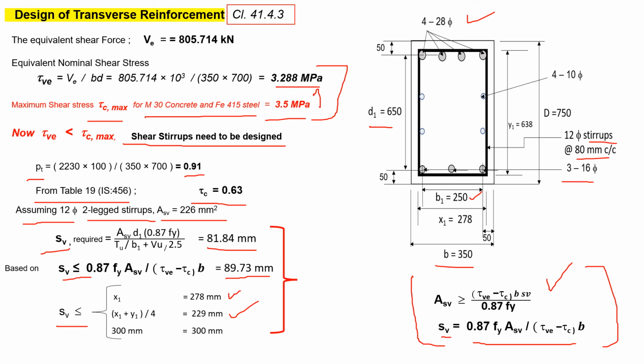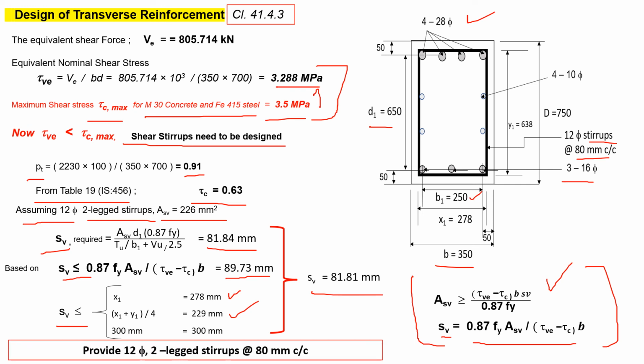After that, based on all these calculations, we have decided the minimum value of spacing of the shear stirrups, that is the required 81.84. So we have decided to provide 12 mm dia bars of 2 leg stirrups at 80 mm center to center. And this is the whole solution of the numerical whenever there is a beam section which is subjected to torsional moment.